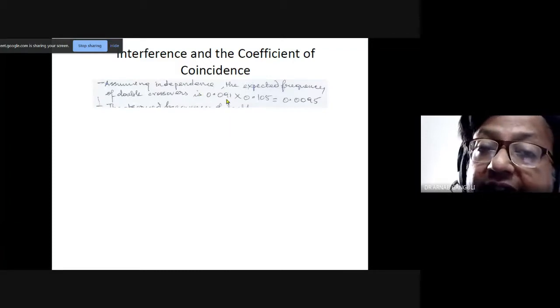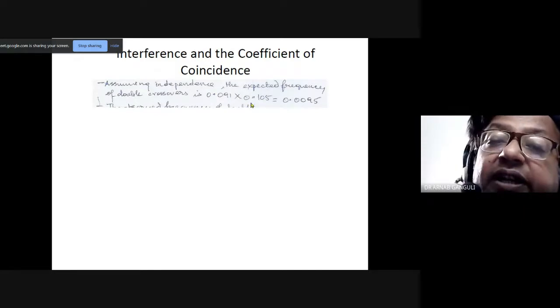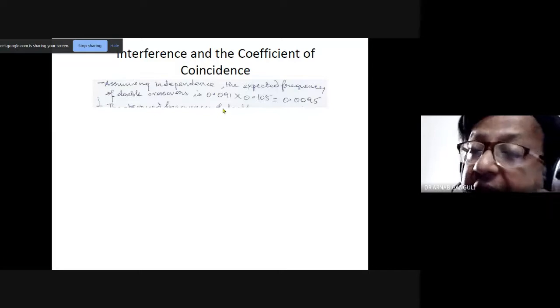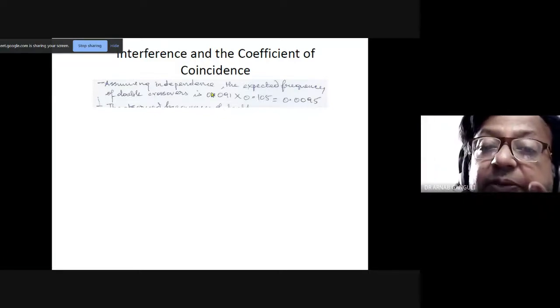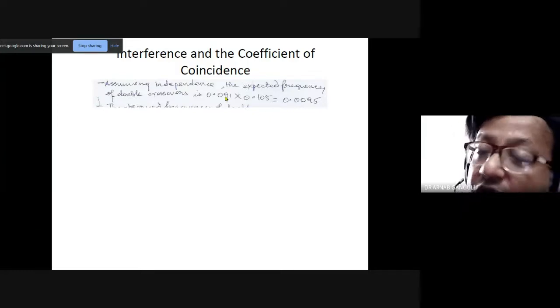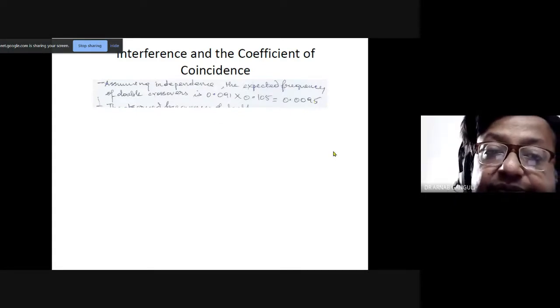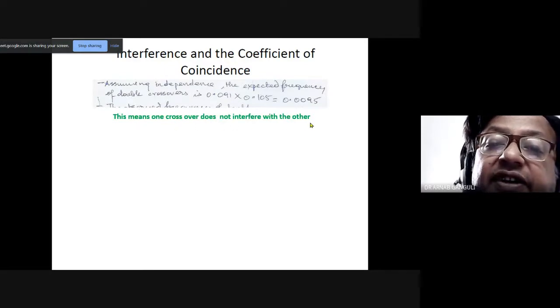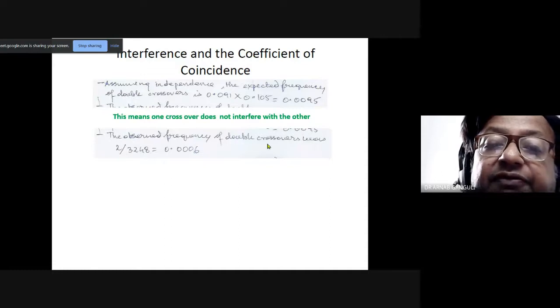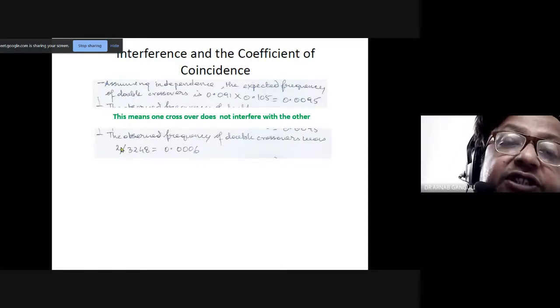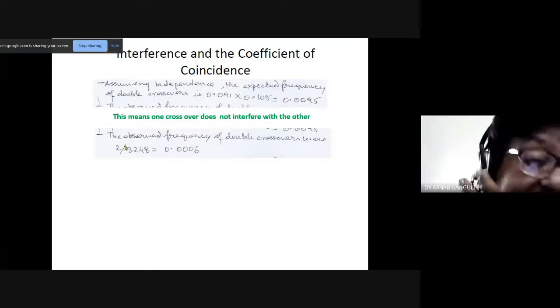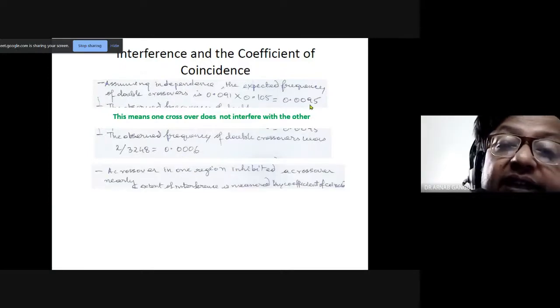ফ্রিকোয়েন্সিটা কী ছিল, 0.091 একটার মধ্যে সিঙ্গেল ক্রসওভার, আরেকটা সিঙ্গেল ক্রসওভার 0.105। তাহলে প্রবাবিলিটি অফ ডাবল ক্রসওভার হচ্ছে প্রোডাক্ট, প্রবাবিলিটি অফ M ইন্টু প্রবাবিলিটি অফ N। M হচ্ছে প্রথম দুটো জিনের মধ্যে সিঙ্গেল ক্রসওভার, আর এটা আরেকটা সিঙ্গেল ক্রসওভার। দিস ইজ 0.0095. This means one crossover does not interfere with the other. The observed frequency of double crossover টা কী, 0.0006, দুটো পাওয়া গেছে ডাবল ক্রসওভার। ইন্টারফিয়ারেন্স তো সেটা তুমি টোটাল দিয়ে ডিভাইড করলে এত কম, আর এটাতে ফ্রিকোয়েন্সি হচ্ছে 0.009. So a crossover in one region inhibited a crossover nearly.